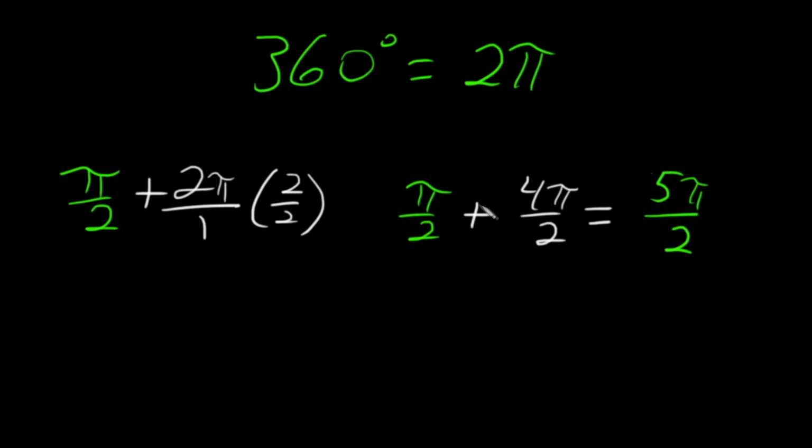If we want the negative, we're going to have to subtract. So let's start with pi halves minus, we know 2 pi is equivalent to 4 pi over 2.